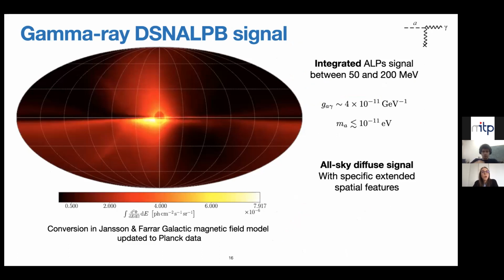If we then look at the final signal, we have to take this time-integrated spectrum convolved with the supernova rate and convert it into expected gamma rays by computing the conversion probability. We do that for a typical galactic magnetic field model that is used in the literature for axion-like particle searches, the so-called Jansson and Farrar model. And this is the final diffuse signal that you would expect in photons from this diffuse supernova ALP background. This is an integrated signal between 50 and 200 MeV. And as you can see, there are specific features in space that this template gives you. And this is what we want to exploit and look for.